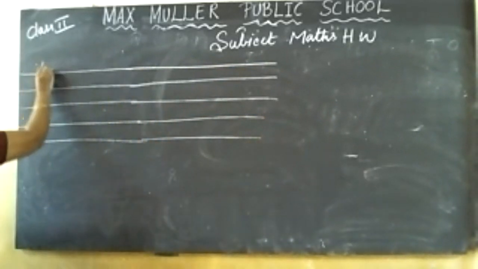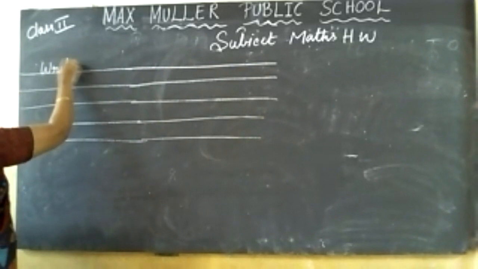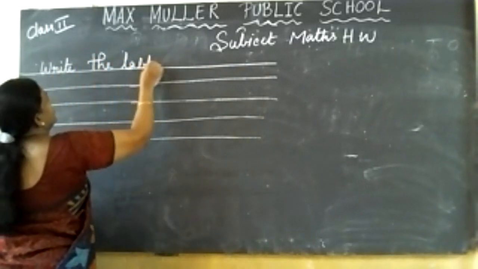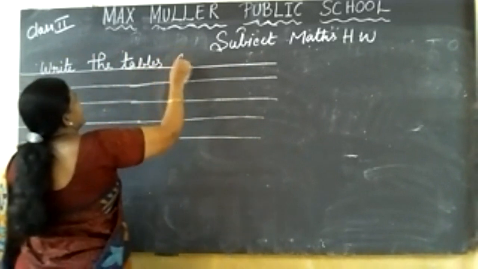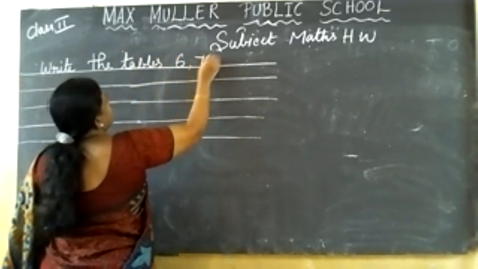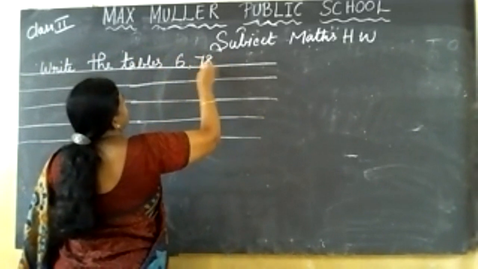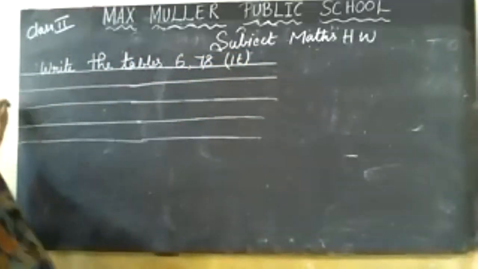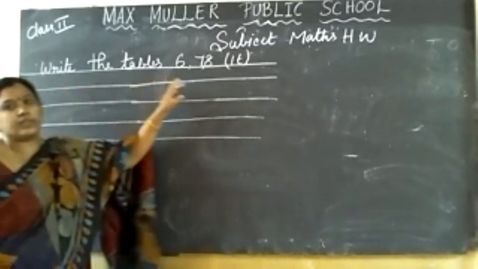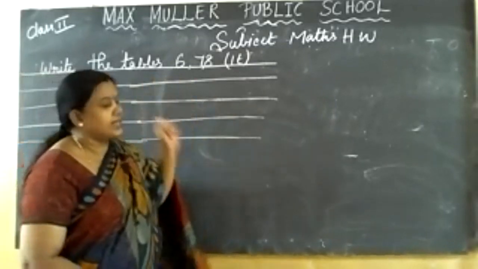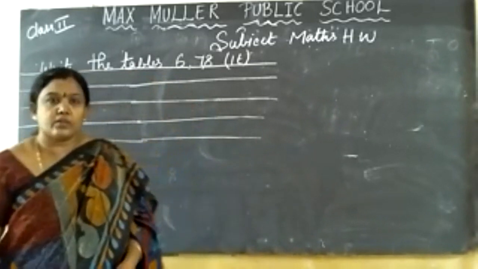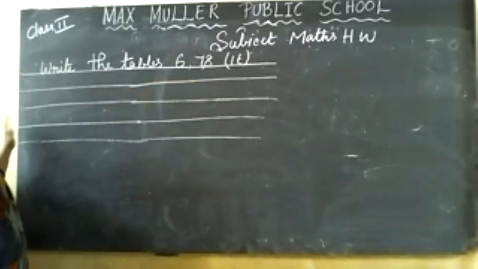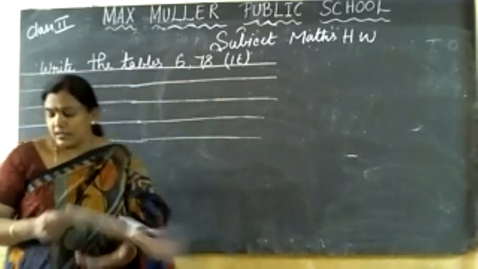Write the tables. 6, 7, 8, 1 time. Write the table. 6 ones are 6, 7 ones are 7, 8 ones are 8. 1 time you want to write in the homework note, children. Go to a fresh page. Don't leave a line. Continuously you want to write. Understood? Thank you, children.